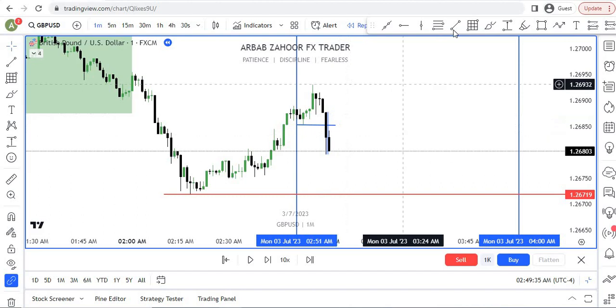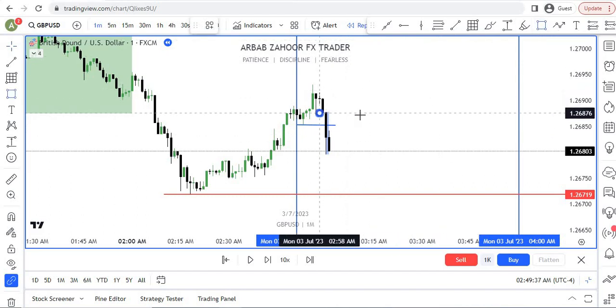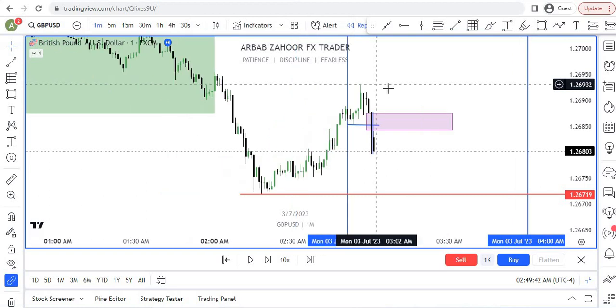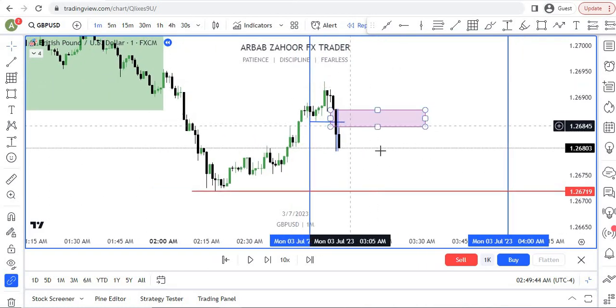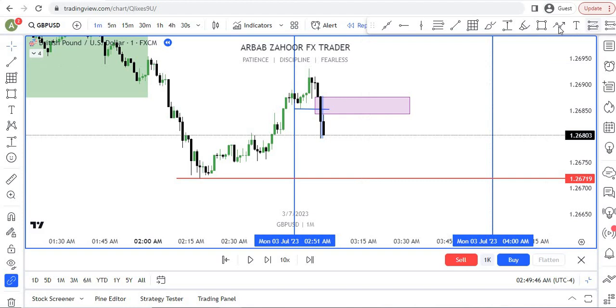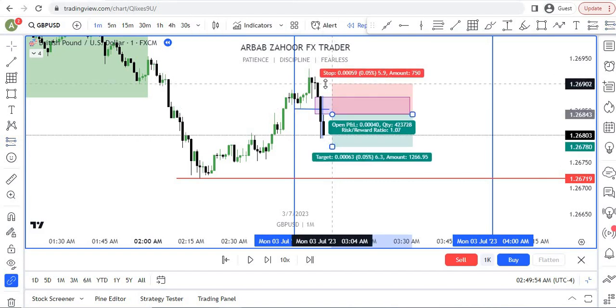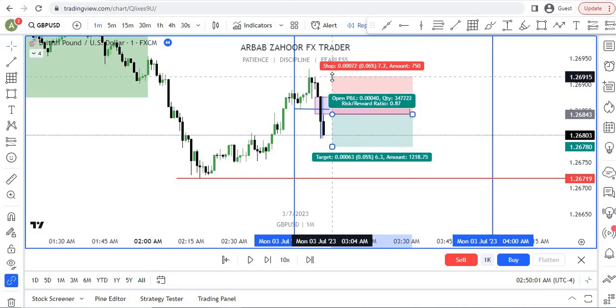So here is the fair value gap as well. If there is a fair value gap, we anticipate that the market will go downside. So we put a sell limit here and put a stop loss at the first, second or third candle of this area.